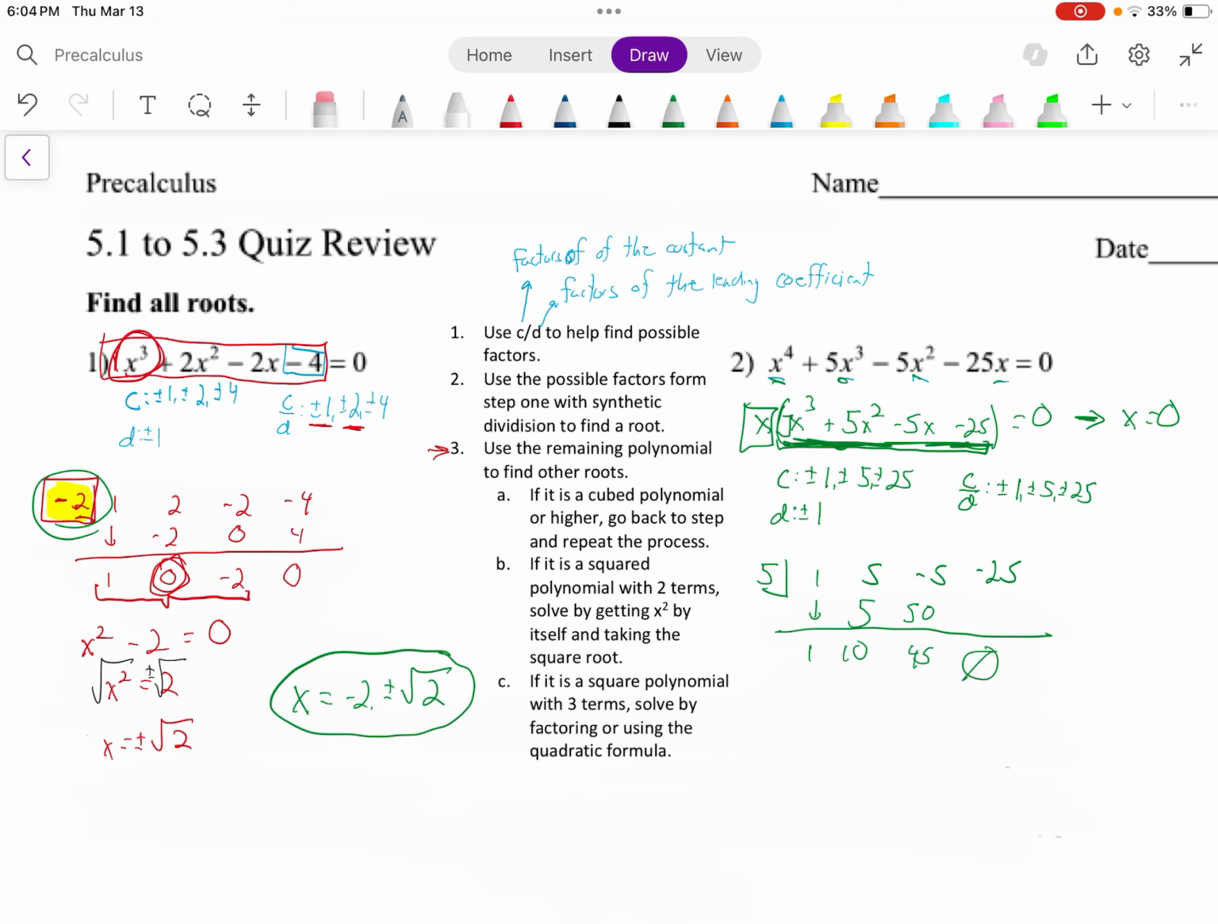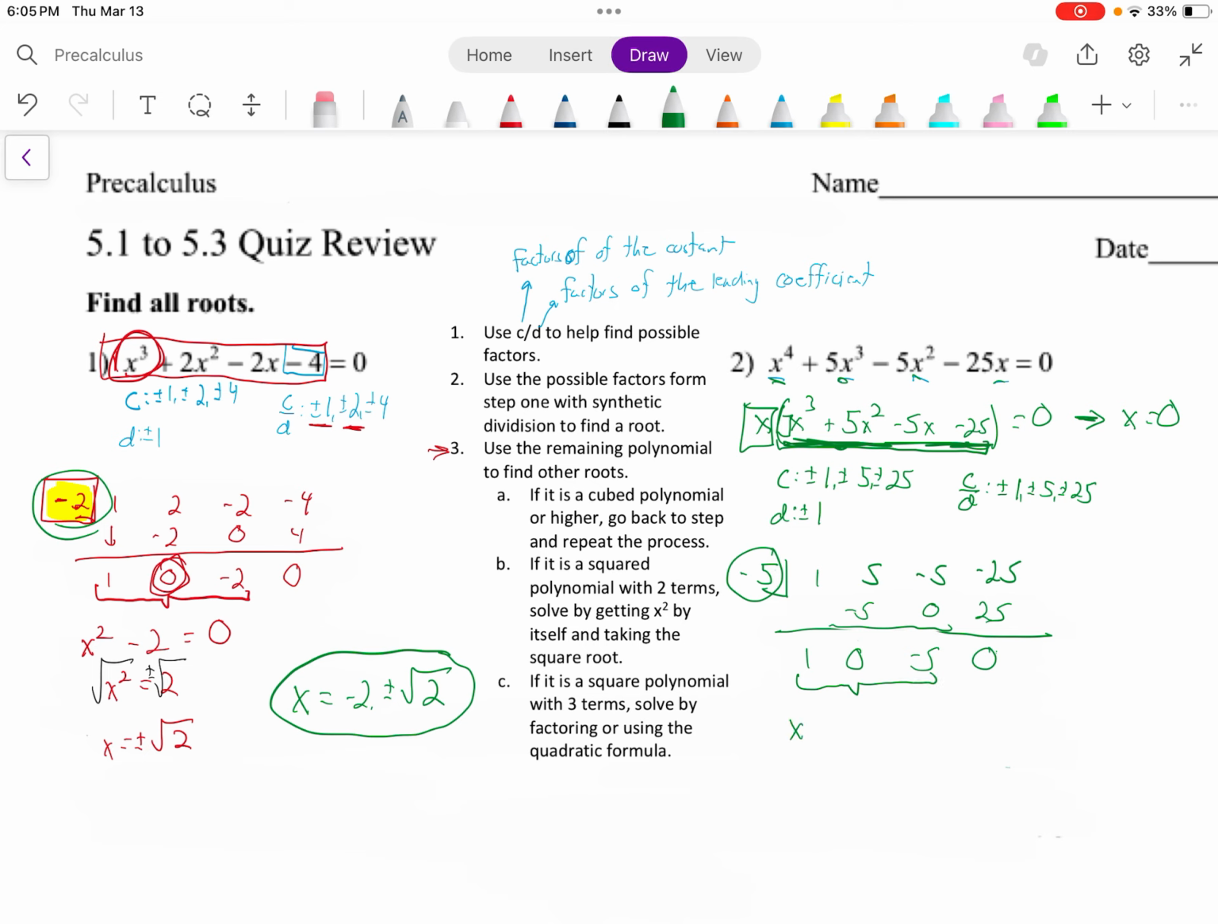All right, well, let's try -5. Getting lots of practice with synthetic division. So we will try -5. Bring down the 1. Got -5, add. We get 0. -5 times 0 is 0. -5 plus 0 is -5. Yep, -5 times -5 is 25, which gives us 0. So -5 is one of our answers.